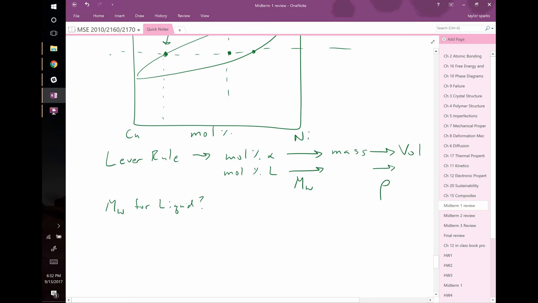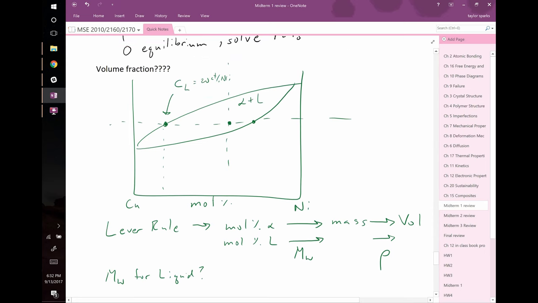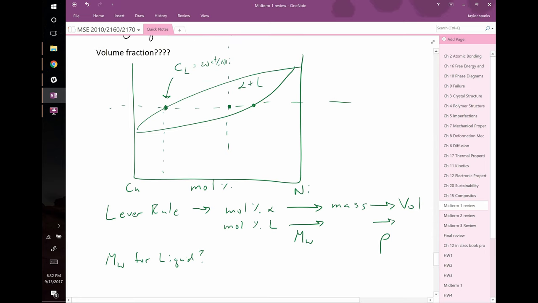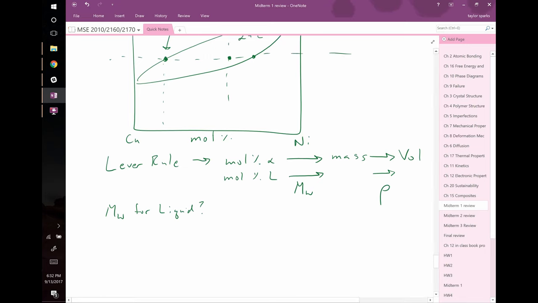If that's 20 atomic percent nickel, what would be the molecular weight? Brandon, what do you do? You want to do this the same way you find isotopic weight. So you know that it's 20 atomic percent nickel, right? And therefore it's 80 atomic percent copper. So what is our net molecular weight? It's going to be 0.2 times the molecular weight of nickel plus 0.8 times the molecular weight of copper.